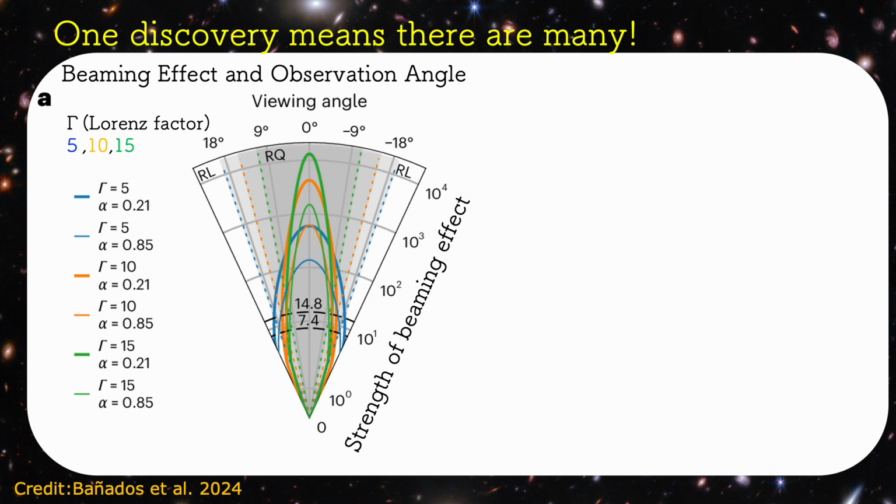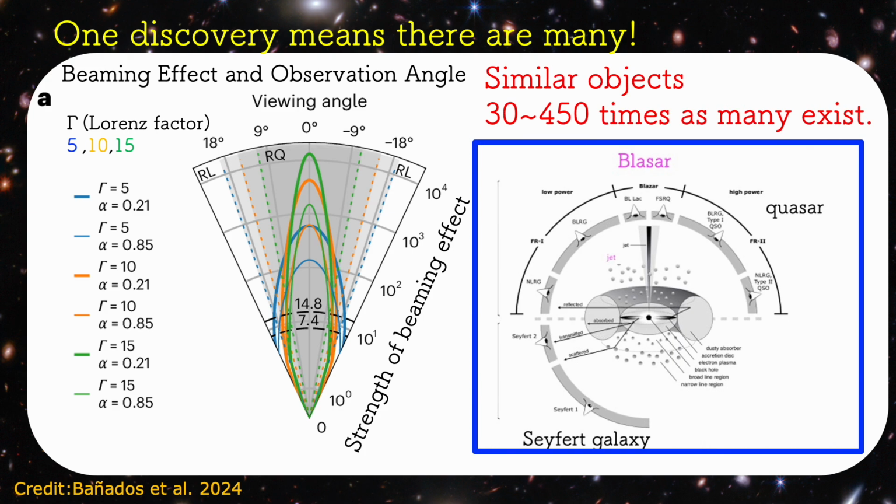if the direction of a blazar's jet shifts even slightly, its brightness diminishes substantially, and it may no longer be observable as a blazar. As a result, although only one such blazar has been discovered, it is believed that many celestial objects with similar characteristics exist. These objects are not observed as blazars on Earth because their jets do not happen to align with Earth's direction.